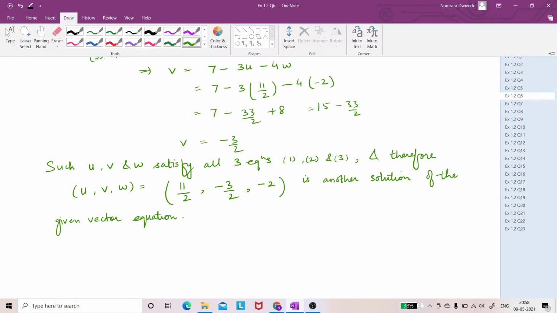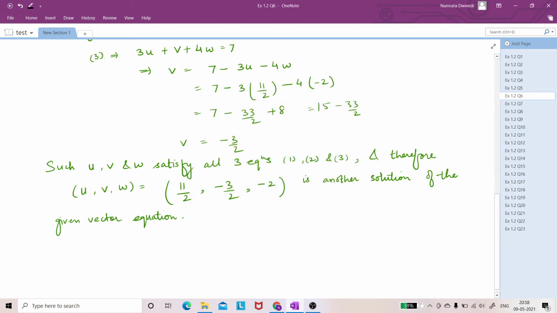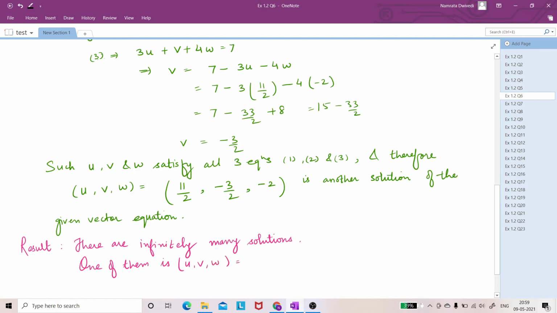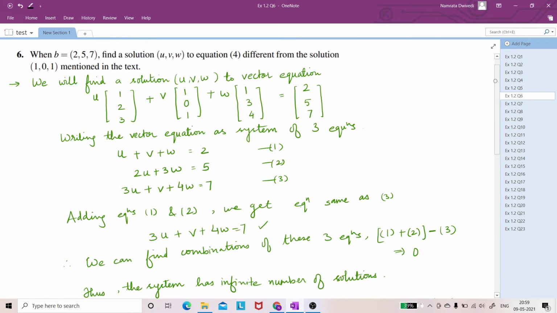So hence our result, we write the final answer. There are infinitely many solutions, first of all. Then one of them is (u, v, w) equals (11 by 2, minus 3 by 2, minus 2). Okay, so we are done with our question number 6.